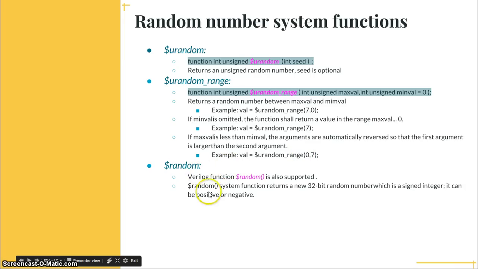And SystemVerilog also supports the Verilog function, that is $random. So $random is signed and $urandom is unsigned.